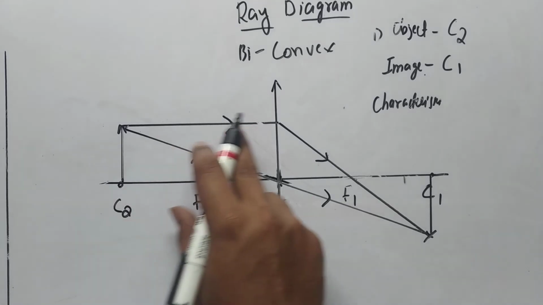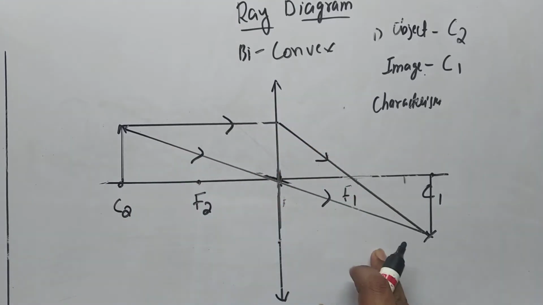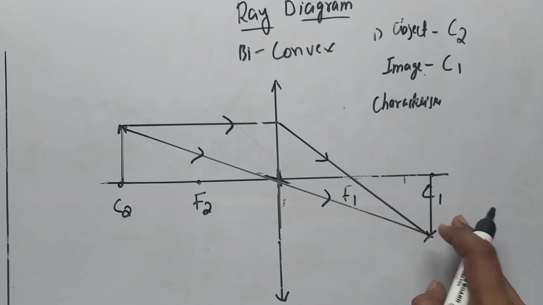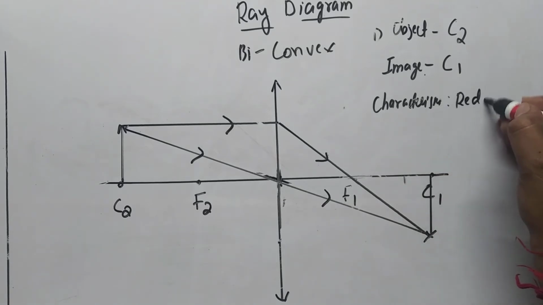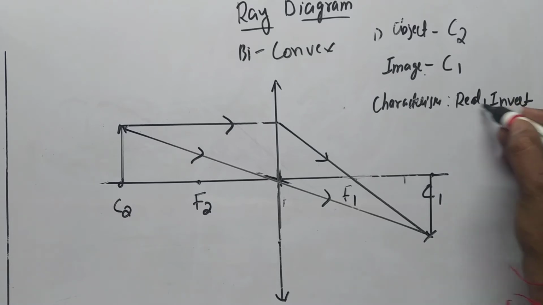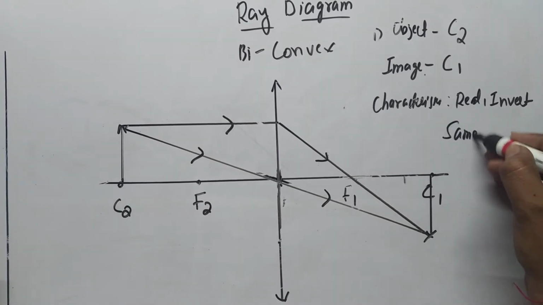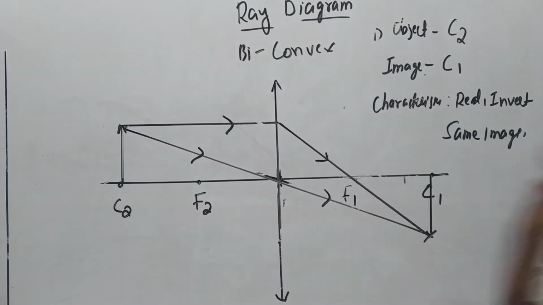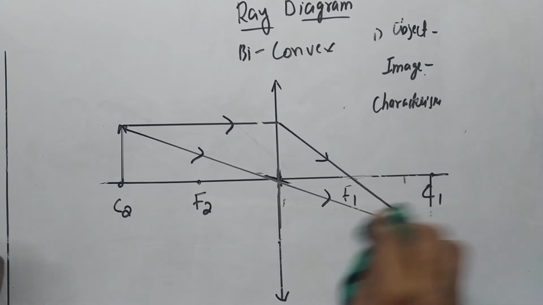We have taken a ray parallel to the principal axis which passed through the focus. The second ray, which is passing through the optic center, is not deviated. We got the image at C1 when the object is placed at C2. See, the image will be real, it will be inverted. Whenever the image is real, it will be inverted. And at C1, the image is the same size, so you have to write the characteristics as the image is formed of the same size. So this is the third case where the object is placed at C2. So now we have to place the object at the next position.